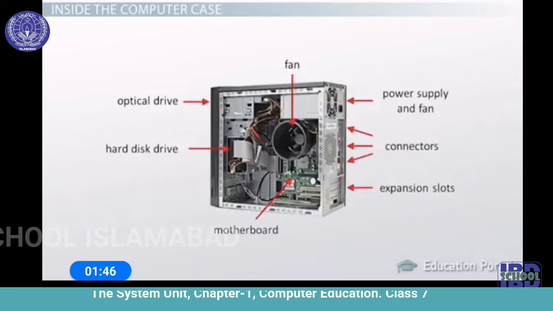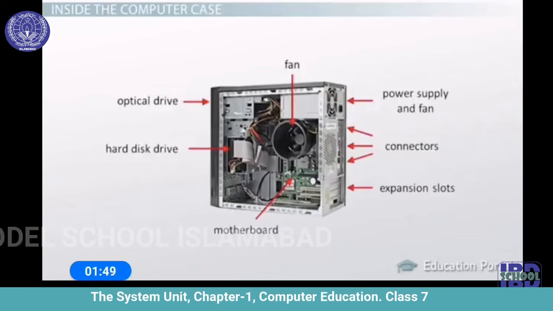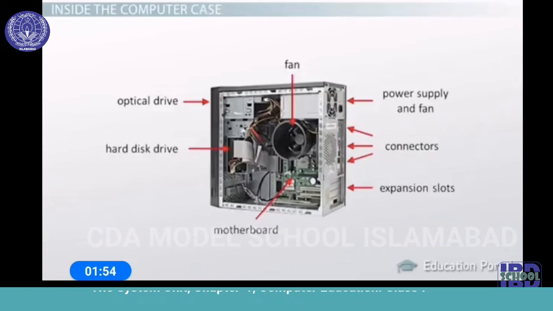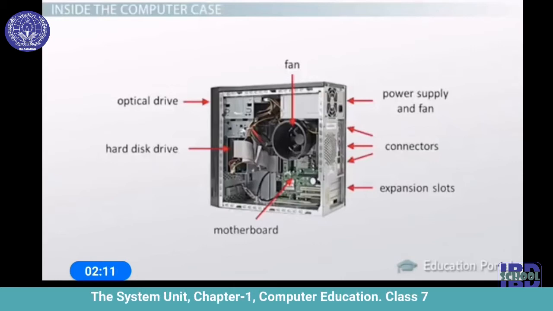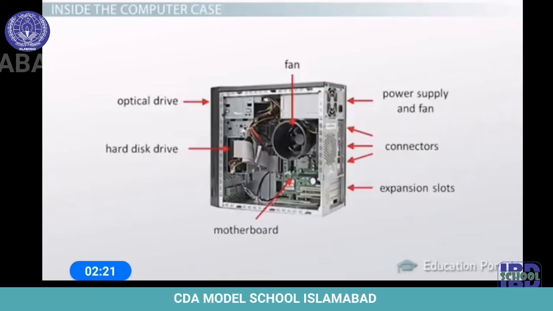It contains various connectors for input-output devices as well as expansion slots for additional peripherals. Motherboard also contains CPU, central processing unit. A fan is placed at the top of CPU to avoid overheating. The motherboard also contains main memory of the computer. Hard disk drive provides the mass storage for the computer system, and it is connected with motherboard using different wires. An optical drive is accessed from the front of computer case. Power supply is located at the back of the computer case.